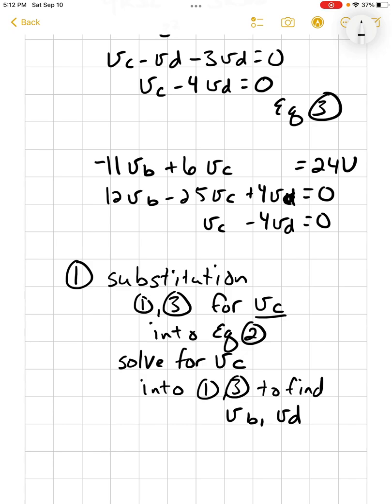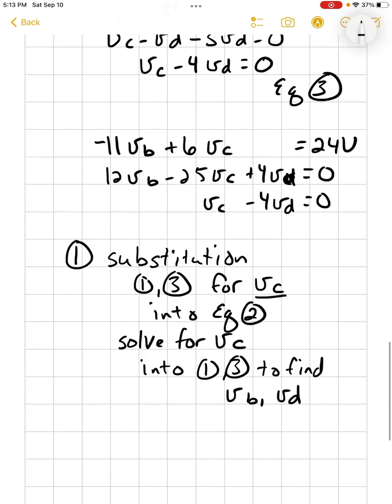Then once you have all 3 of the node voltages, C, B, and D, you can use Ohm's law, and you can solve for any current through the circuit or any voltage drop across any of the resistors. Okay.